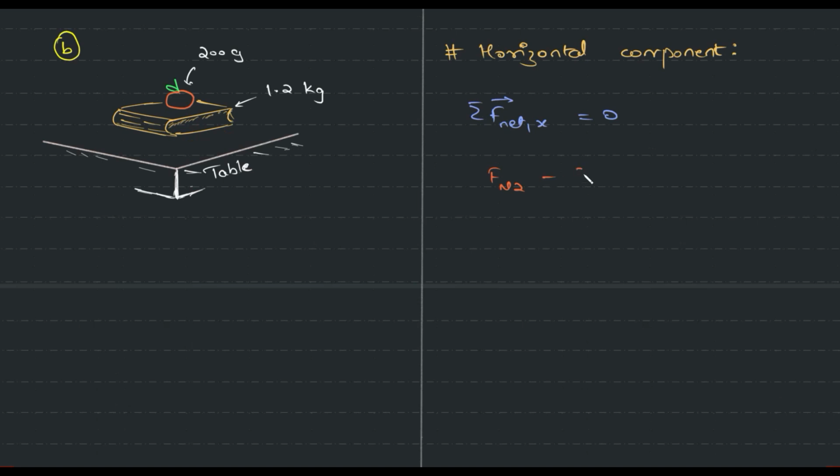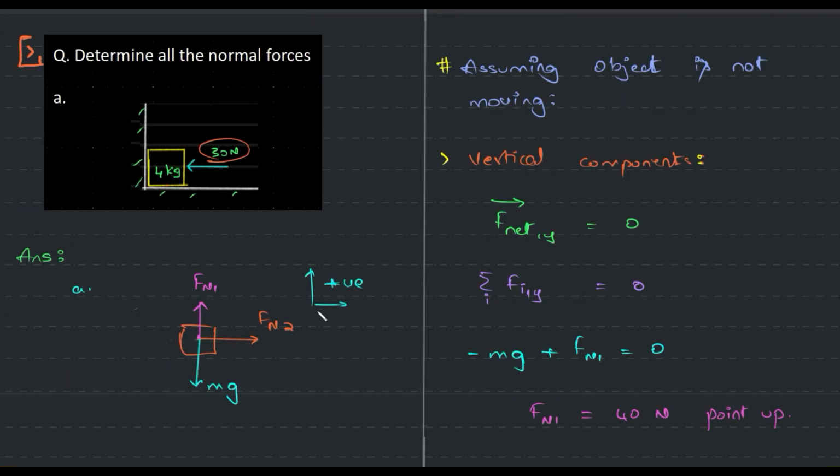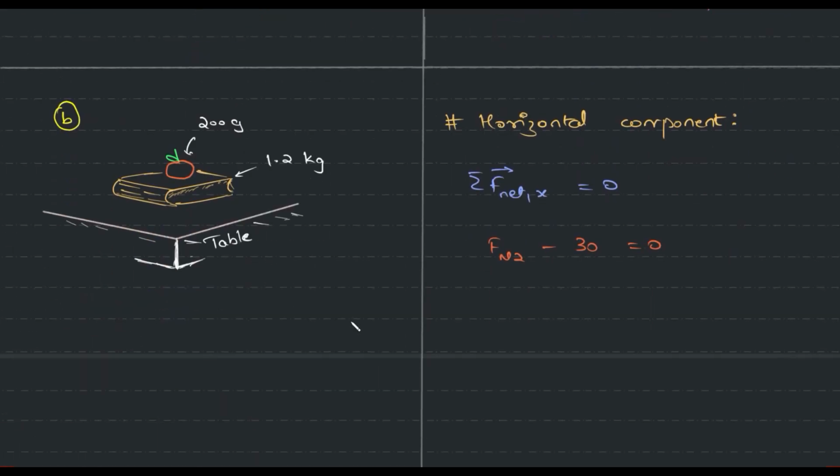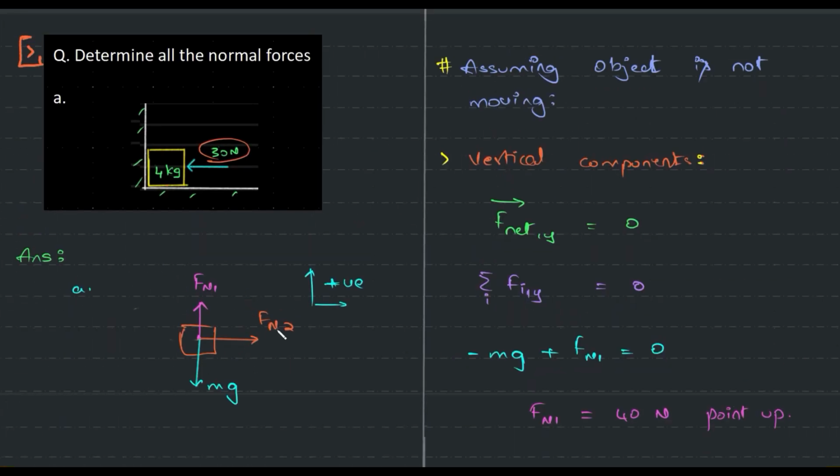So Fn2 minus 30 is equal to 0. Why minus 30? I'm considering left as negative and right as positive. This will be minus 30 is equal to 0. Therefore, you have Fn2 is equal to 30 Newton pointing to the right. So without those two forces, the object will accelerate. Without Fn1 and Fn2, the object will accelerate.